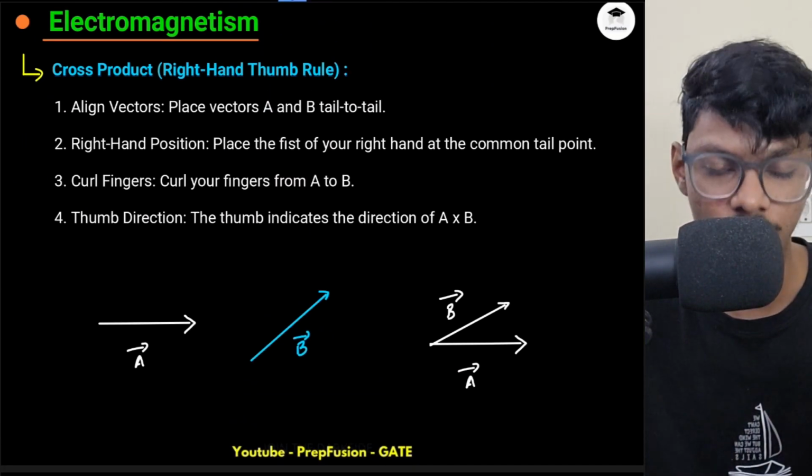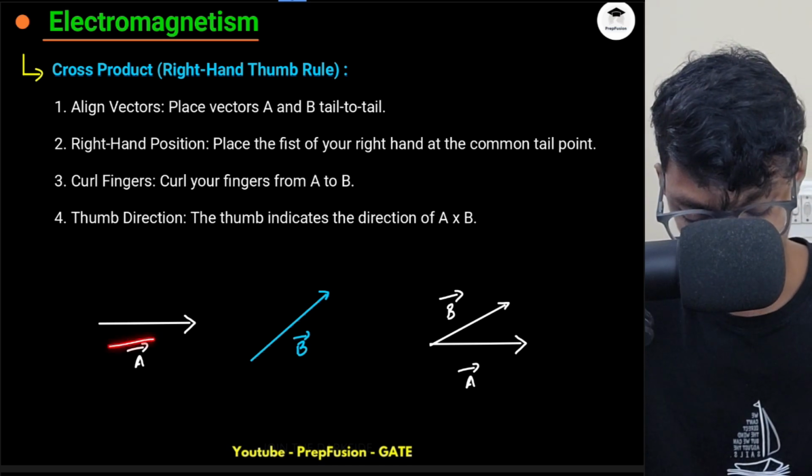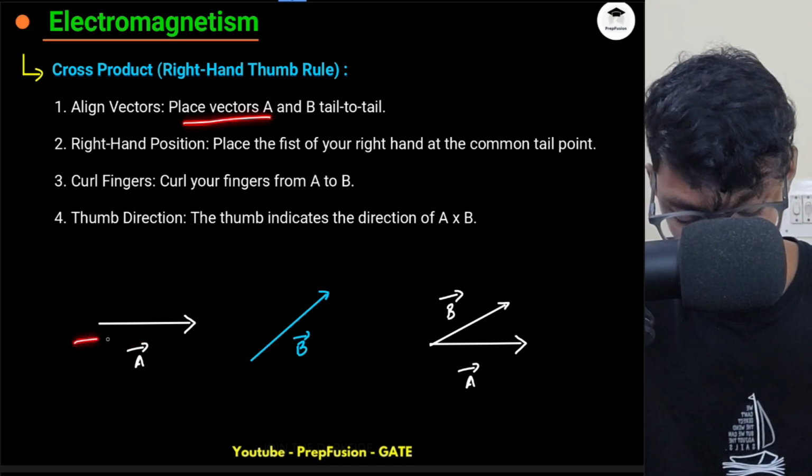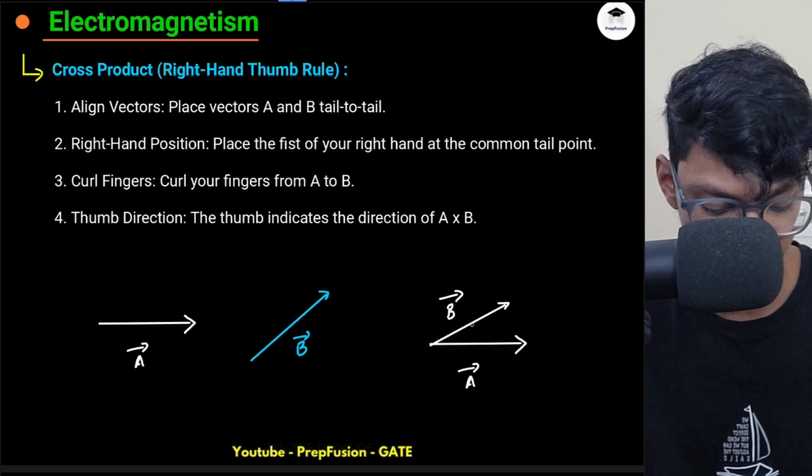So cross product you'll already know. I'll just revise quickly. How do you find out the cross product? If I have two vectors A and B, first you place vectors A and B tail to tail. That's how you find out the cross product.